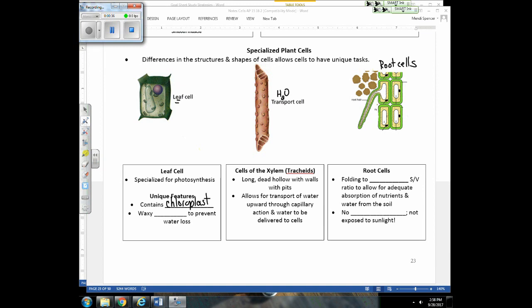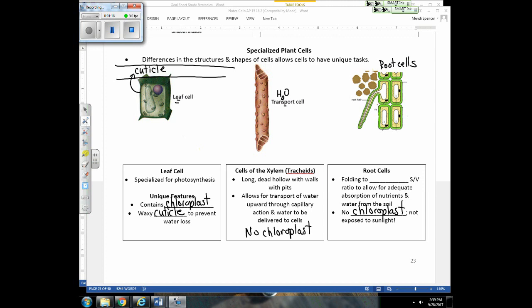In comparison, when you look at these transport cells that are inside of this stem, they're not going to be receiving sunlight, so they would not have chloroplasts. Same with root cells. They're not going to receive any light because they're underground, so no chloroplasts. Since leaves are exposed to wind and sunlight, those things can accelerate water loss. And so some plant cells, leaf cells, have the ability to make this waxy material. It's called a cuticle. And that's going to help prevent water loss. So they have that unique ability to do that.